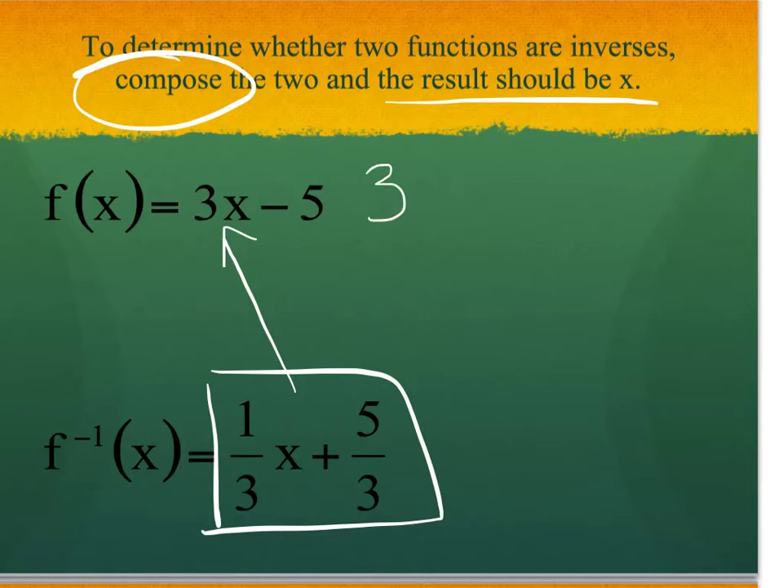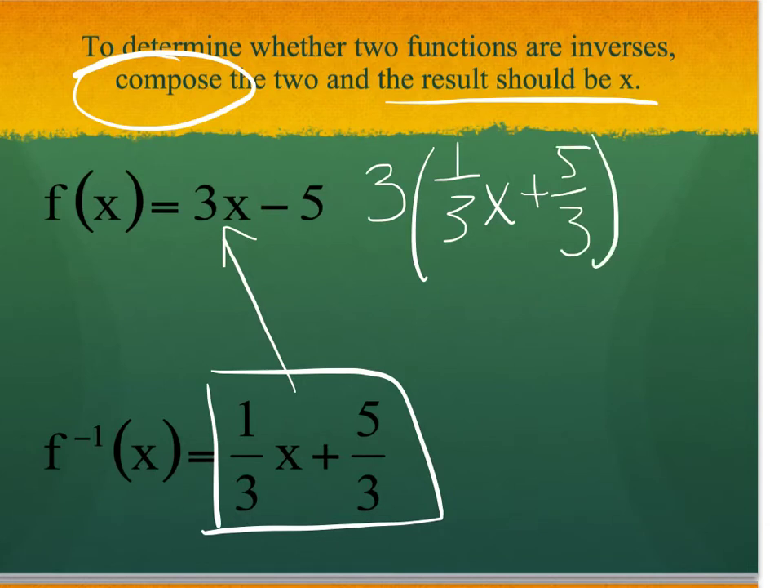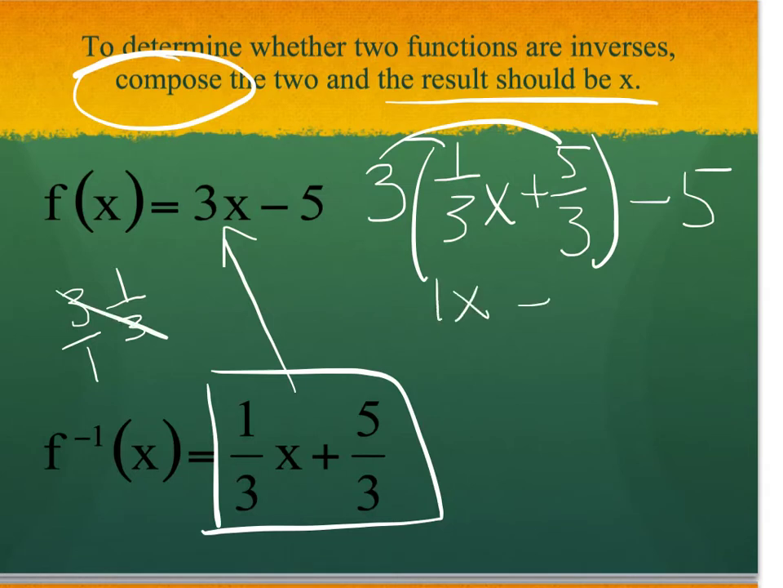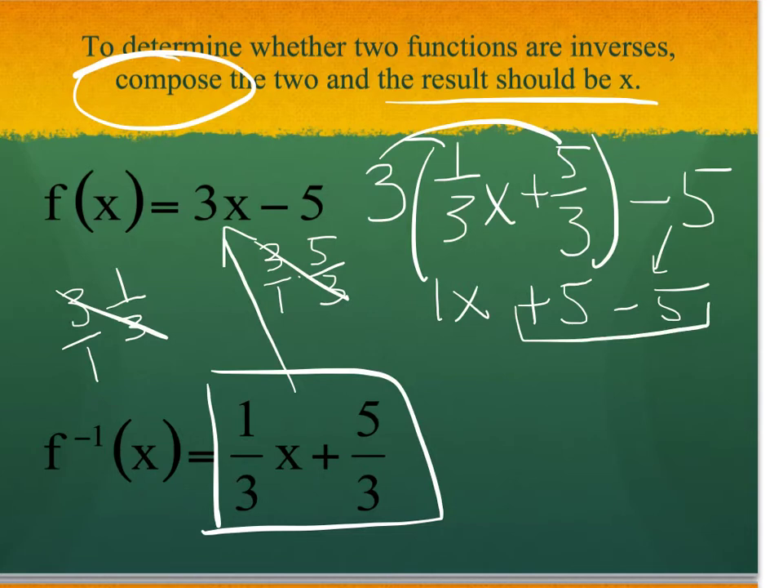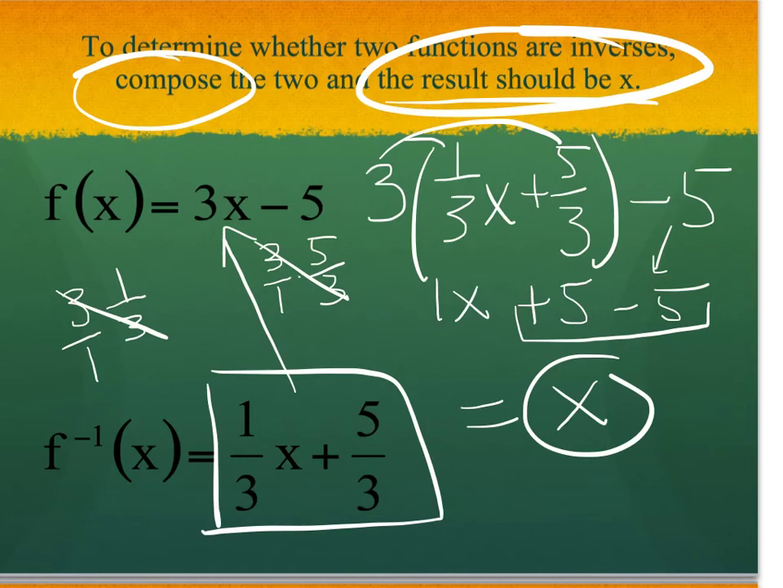So let's do that. We take 3 and then plug in that 1/3 x plus 5/3, and at the end subtract 5. So then we distribute, and 3 times 1/3, 3 is the same as 3 over 1, those cancel, so we just get 1x, plus 3 over 1 times 5 over 3, the 3's cancel, and we get 5. And then we still have that minus 5. Then we simplify further. Positive 5 and -5 is 0, so we end up with just x, which is what we want. So in that case, these two are definitely inverses of each other.